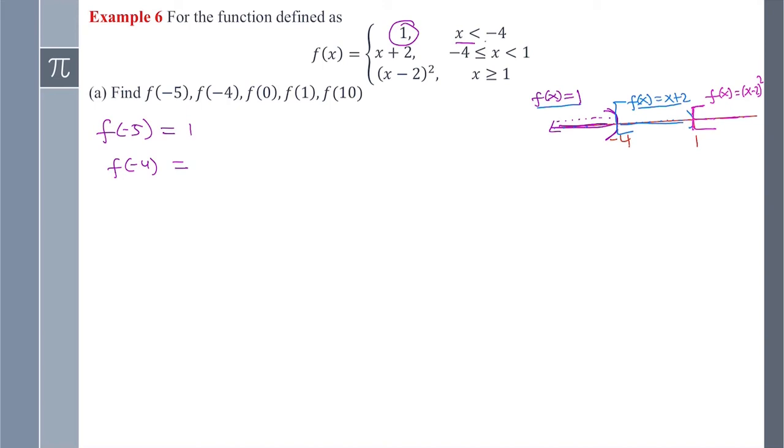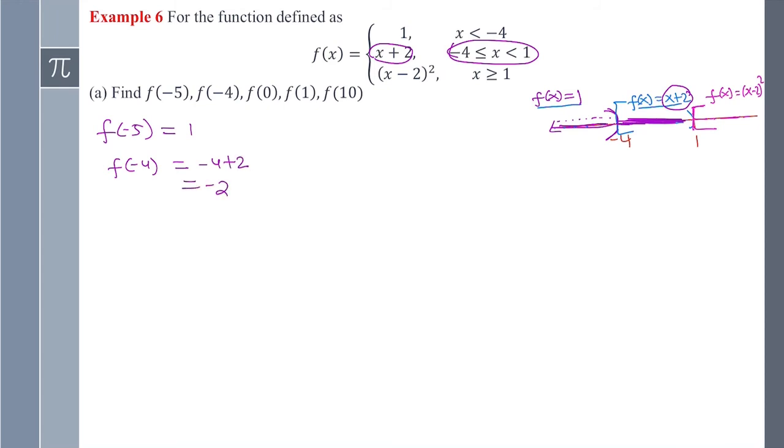Now f of -4, so you really have to be careful here. This one says x is less than -4. That means if x equals -4, then it's not in the first interval, it's in the second interval right here. -4 is included in this interval, okay? So we have to use the definition of the second one, which is x plus 2. So x is -4 plus 2 gives us -2. Now f of 0, again 0 belongs to the second interval here, so we use the same definition of the function. That gives us 0 plus 2, which is 2.